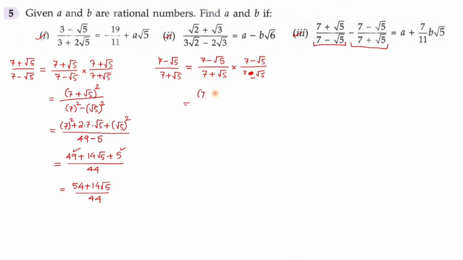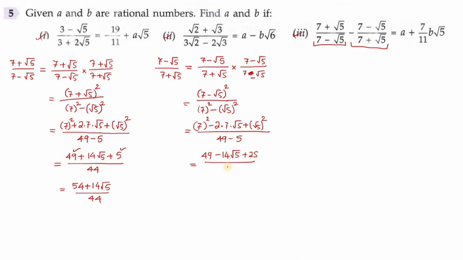So the numerator is 7 minus root 5 whole square, and the denominator is 7 square minus root 5 square. So a minus b whole square is a square minus 2ab plus b square, whole divided by 49 minus 5 again. So again this is the same simplification. So 49 minus 14 root 5 plus, I'm sorry, not 25, it's 5. Root 5 square is 5. So 49 and 5 get added, so you get 54. But this time you have minus 14 root 5 by 44.